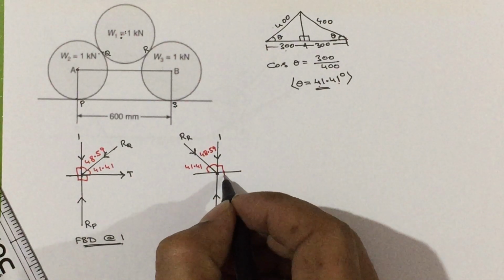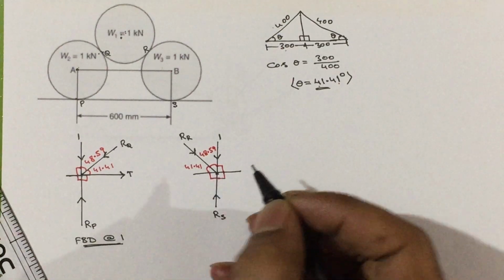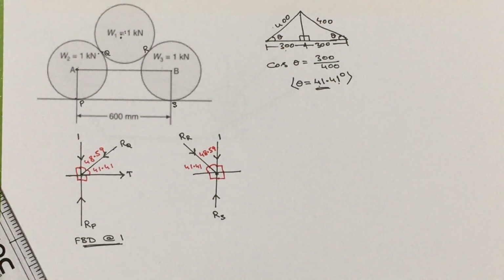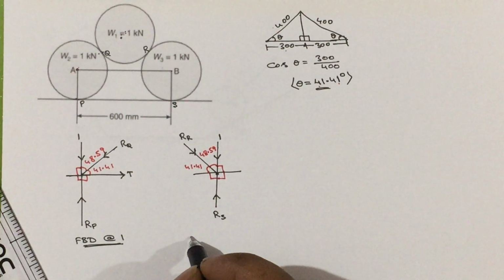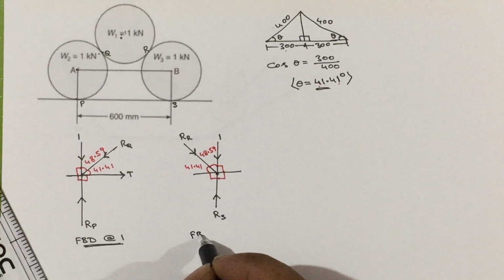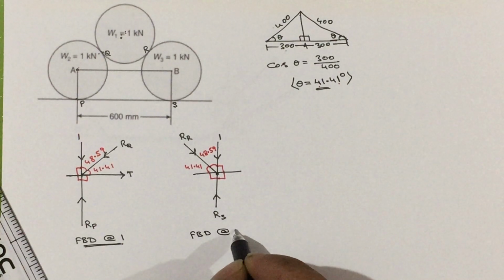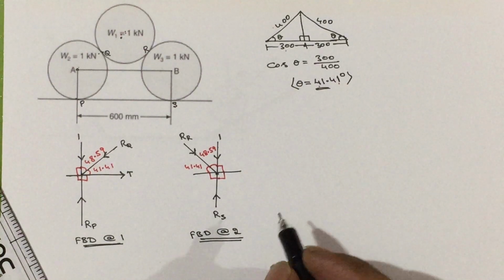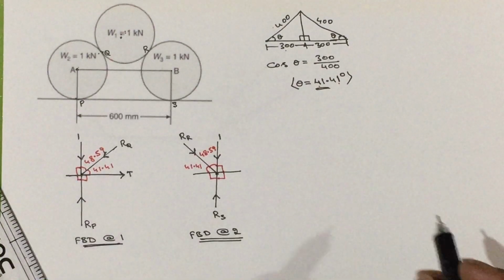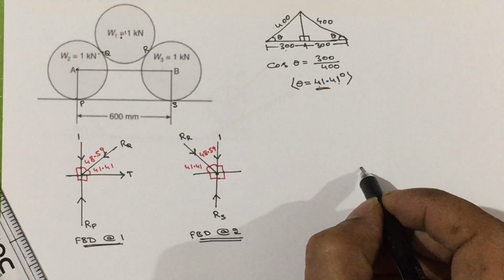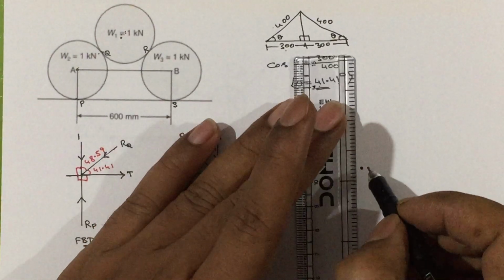Then this is 90, 90 and 90 degrees. This is the free body diagram for the second ball, FBD at 2. Then write the free body diagram for the third ball. That is nothing but write a point, then write the connected lines.